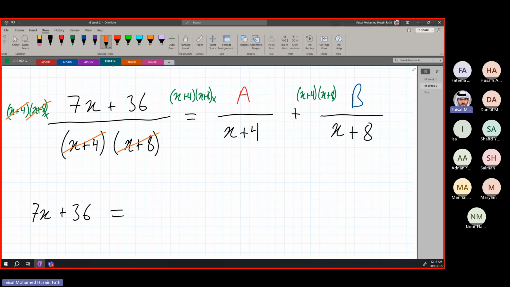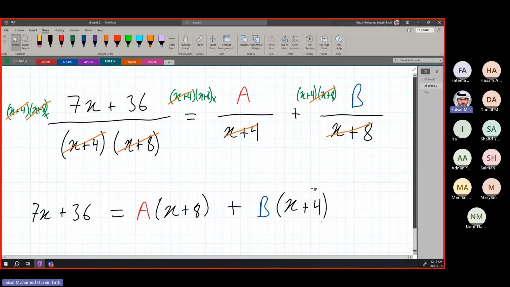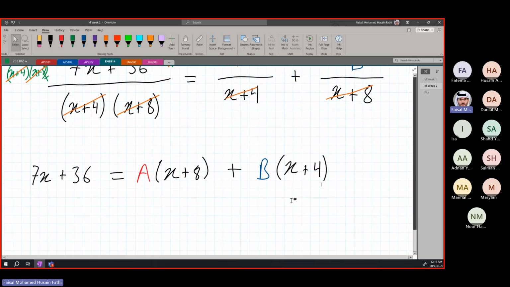For A, we have x plus 4 at the bottom, so x plus 4 will cancel with x plus 4. What do we have remaining? A into x plus 8, plus, same thing, x plus 8 is canceling with x plus 8. What do we have remaining? B times x plus 4. Okay? So this is our first step in finding A and B. This will be our first step.